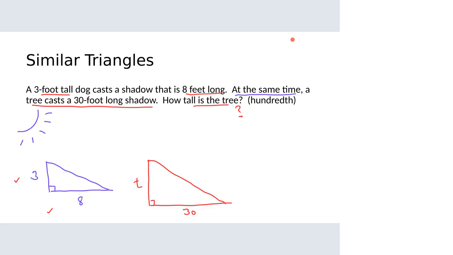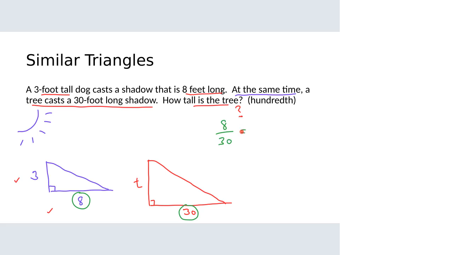What I've got here in my triangles is, let's see, the only one I know over here is the 30, and that corresponds to this 8. So what I can do is I can use those to set up my proportion. I can say the shadow of the dog, the shadow of the tree.